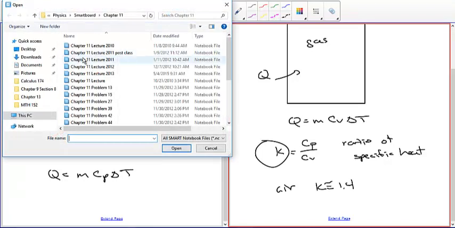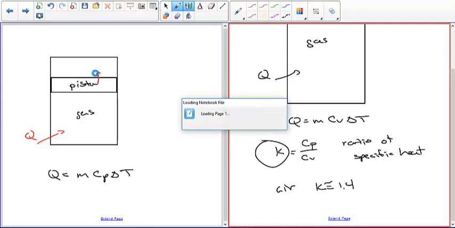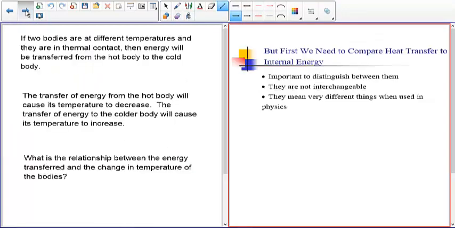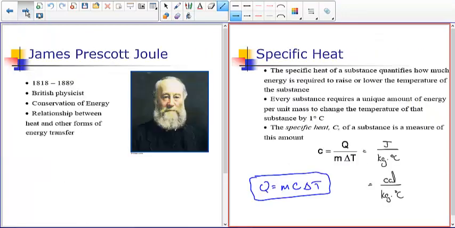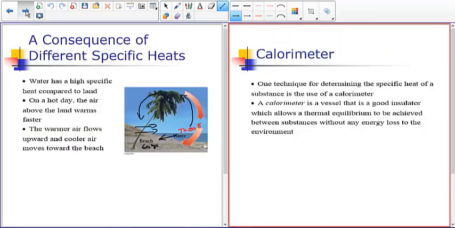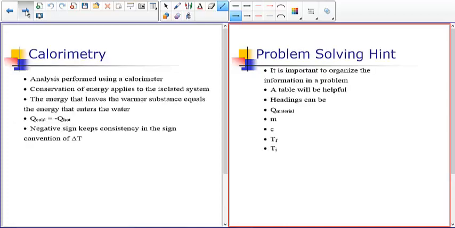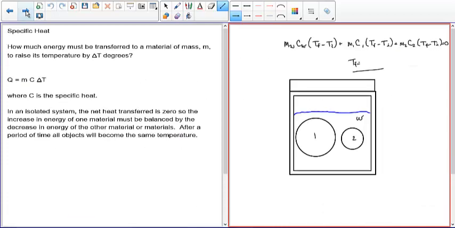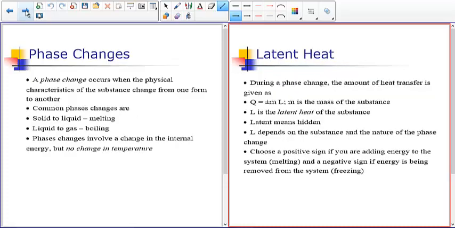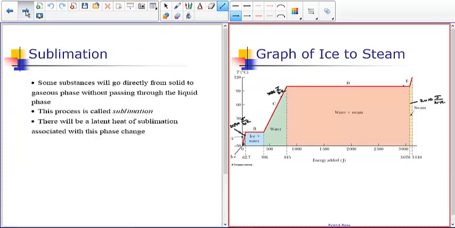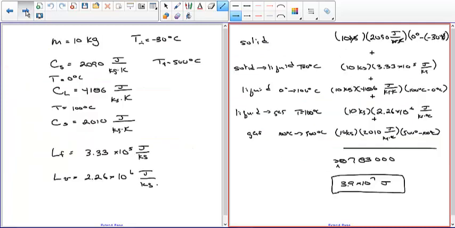So I'm going to go on to, I guess, chapter 11, but not what that was, actually chapter 10. So let me just skip over here. Heat transfer, specific heats. We already talked about that. Calorimeters. Talked about that. There's some more calorimeter stuff. Phase change, latent heat. Covered all that. There's the chart we just dealt with.